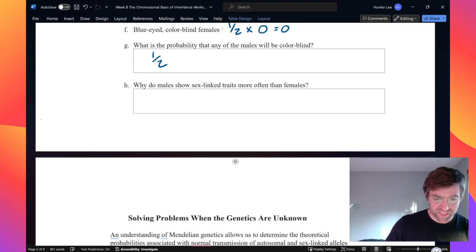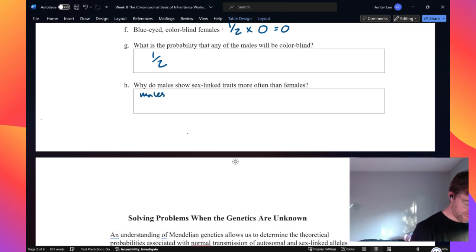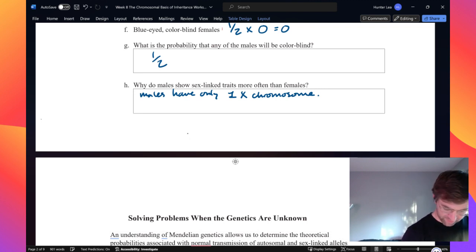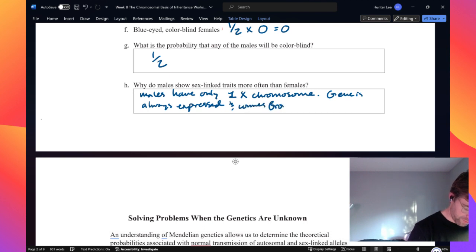Why do males show sex-linked traits more often than females? Simply put, males have only one X chromosome, and therefore the gene is always expressed and is inherited from the female parent.